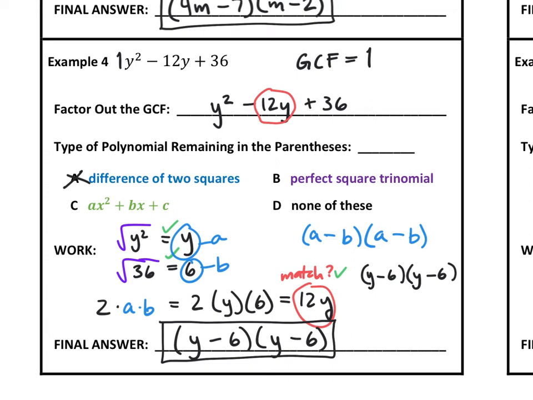So the method that worked was B, perfect square trinomial. So this is a type of polynomial that we had because everything checked off, right? The square roots and the middle number matched. So we had a perfect square trinomial. We had a minus plus situation, so we did minus minus. So it's y minus 6, y minus 6.